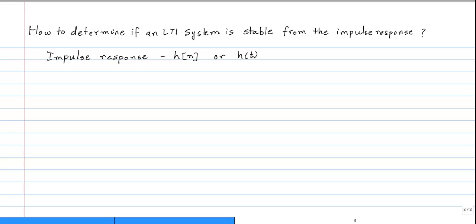Now recall the definition of a stable system. A system is said to be stable if every bounded input produces a bounded output. So what we are trying to do here is to see whether we can transform this condition for stability into a condition on the impulse response, so that we can say if the impulse response satisfies this condition, then the system is stable. So again, let's begin with the relationship between the input and the output, which will be given by the convolution sum.